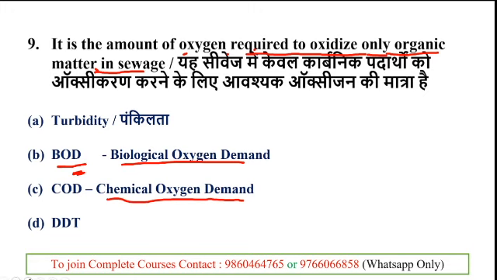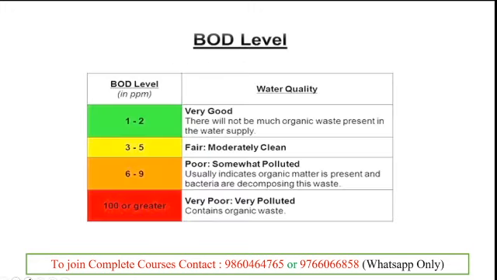Clear. So then this shows the BOD level in water, measured in parts per million. A BOD of 1 to 2 indicates the water is very good, and it will not contain organic waste present in the water supply, so it's a good water. So the BOD level will represent the quality of the water.